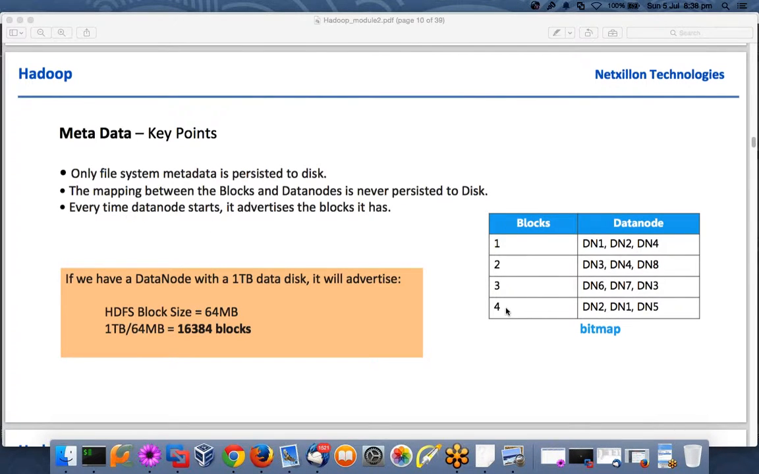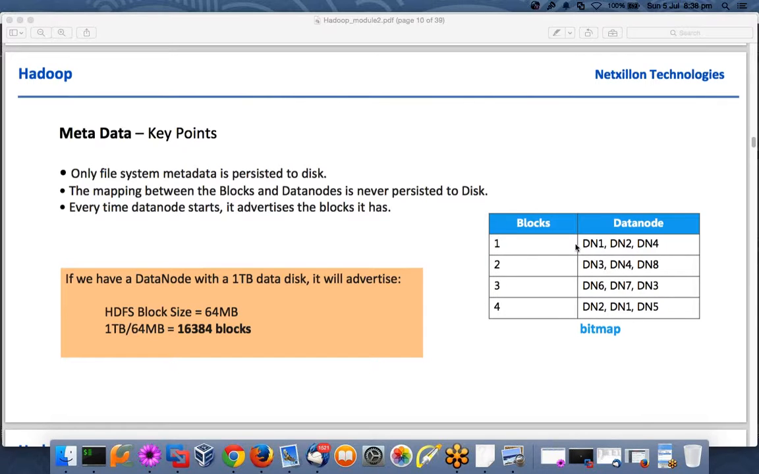Every time a data node starts, it will advertise what blocks it has, and name node will build the bitmap. So name node will say, I have received block B1, it has come from data node 1, and it will map it, right? So the bitmap will be something like this. It will say block 1 is on data node 1, 2 and 4. Why? Because each block is replicated 3 times, right? I will come to the replication part, but for the time being you can think of a bitmap as something like that.